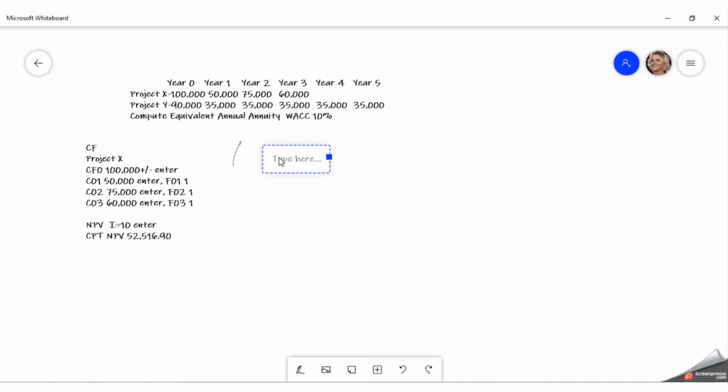Okay, so once you've calculated the net present value, then you're going to use your regular time value of money keys and compute the payment. So for project X, it's a 3-year project, so that's our N. Our weighted average cost of capital is 10. The present value is what we just calculated. We'll enter that as a negative by hitting the plus or minus button. Now, the payment is what we're computing. And then no future value.